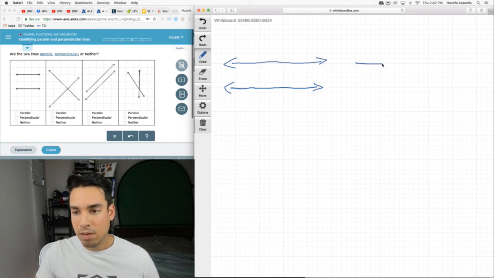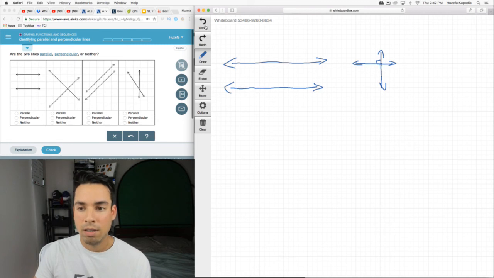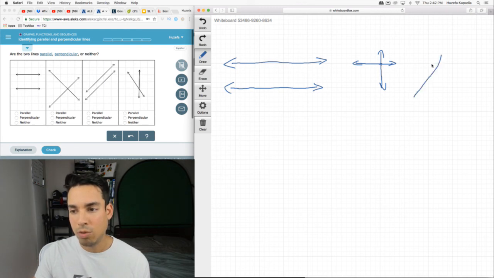Perpendicular lines are like this. It forms a perfect L shape, or a perfect T, or a perfect cross. These form a 90-degree angle in here, and we can denote that with these little boxes. So lines can either be perpendicular, parallel, or neither. Neither is anything in between. Since parallel lines don't cross, neither means they have to cross, just not at a perfect 90-degree angle.